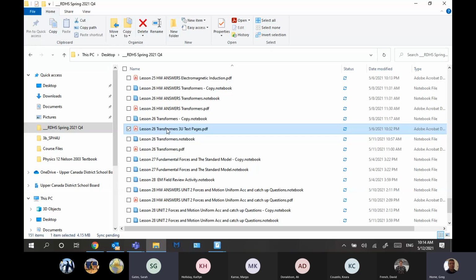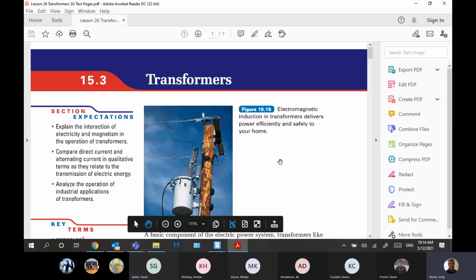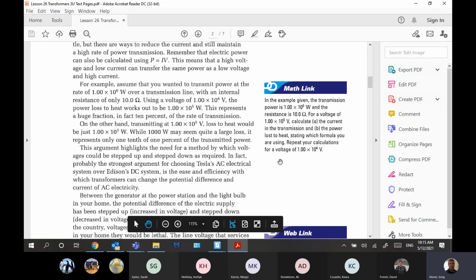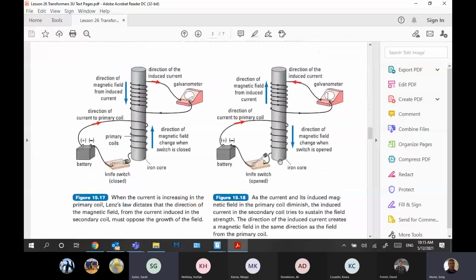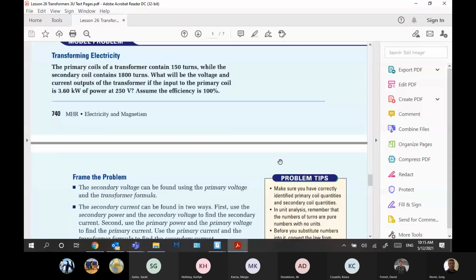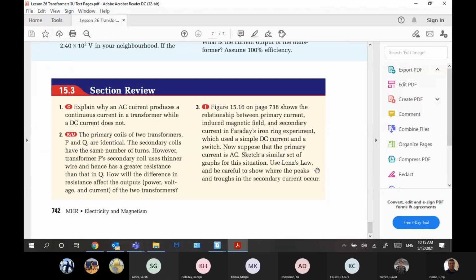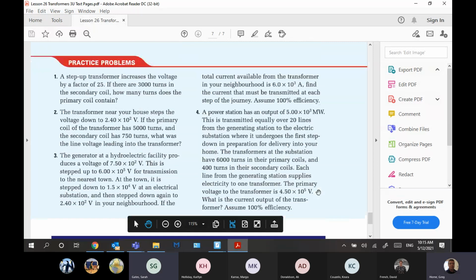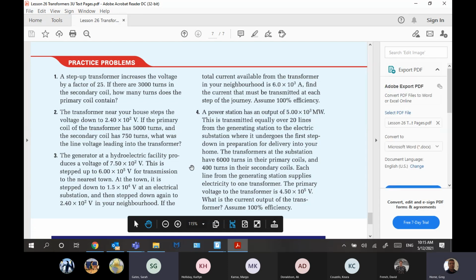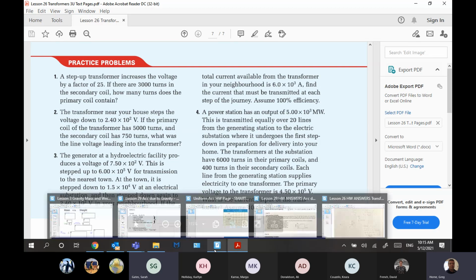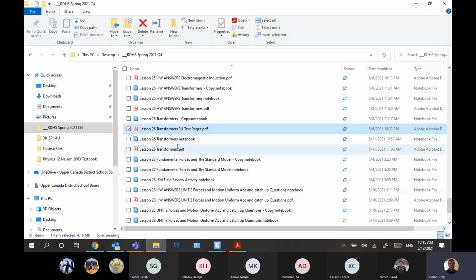Okay, so this is the textbook pages, and what page number is it you're asking about, and number 3 of it? I think it was on like 742 or something. Okay, fair enough. So is it this number 3, the generator, the hydroelectric facility? Yeah, that number 3. That's the one? Okay. So I probably wasn't supposed to do that. I kind of think maybe it was one of the assigned questions. Let me just check.